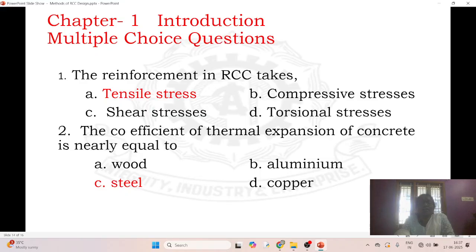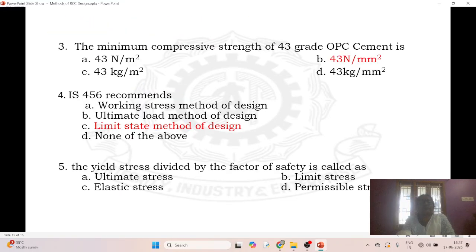The second one: the coefficient of thermal expansion of concrete is nearly equal to wood, aluminium, steel or copper. Here the coefficient of thermal expansion of concrete is nearly equal to steel. The third question: minimum compressive strength of 43 grade OPC cement means 43 megapascal, so 43 Newton per mm square. This is 43. Option B is the correct answer.